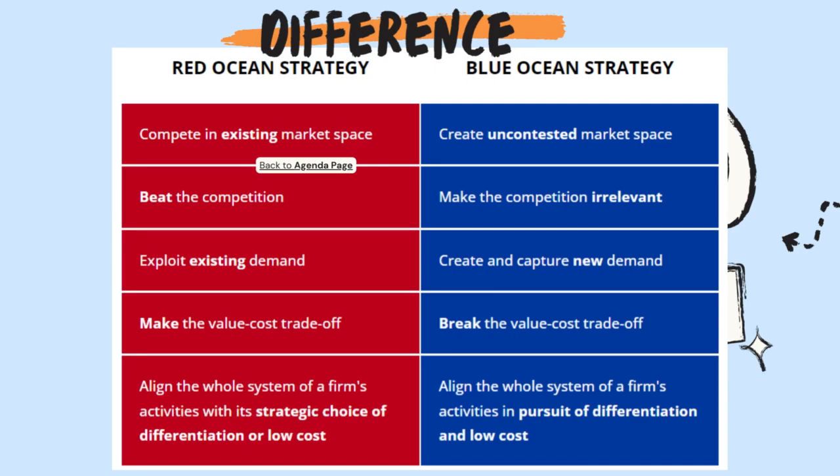And the next one, as I said, is that Blue Ocean creates and captures new demand, while Red Ocean just exploits the existing demand. So the demand is already there, they just have to compete among each other, while Blue Ocean is different. Red Ocean makes the value-cost trade-off, while Blue Ocean breaks the value-cost trade-off because they have something new. So basically, to differentiate the two, Blue Ocean creates something new, while Red Ocean just competes in the existing one. That is what the difference means.